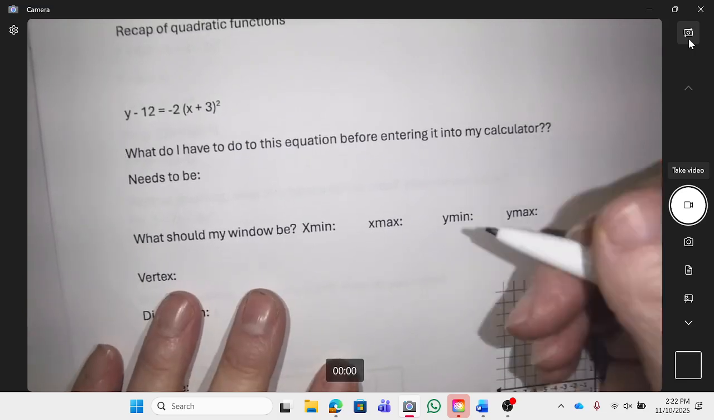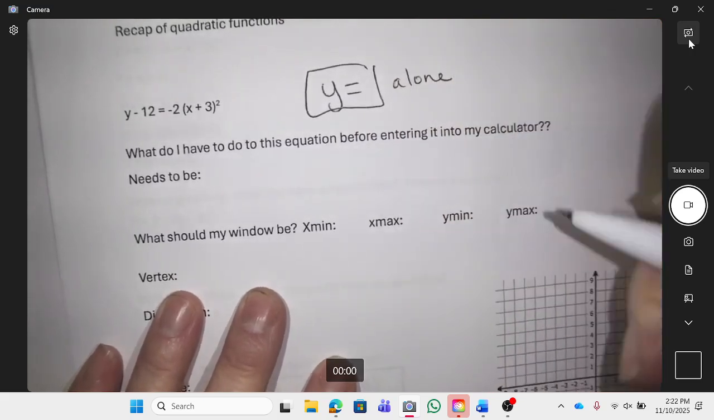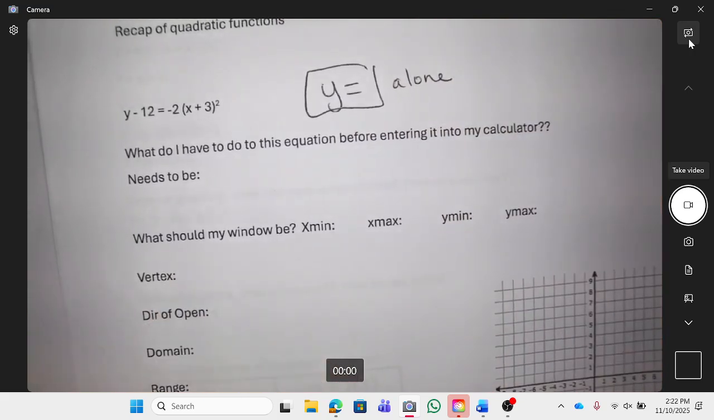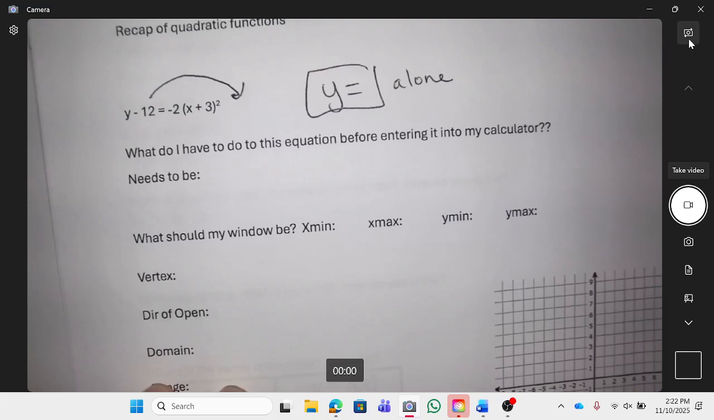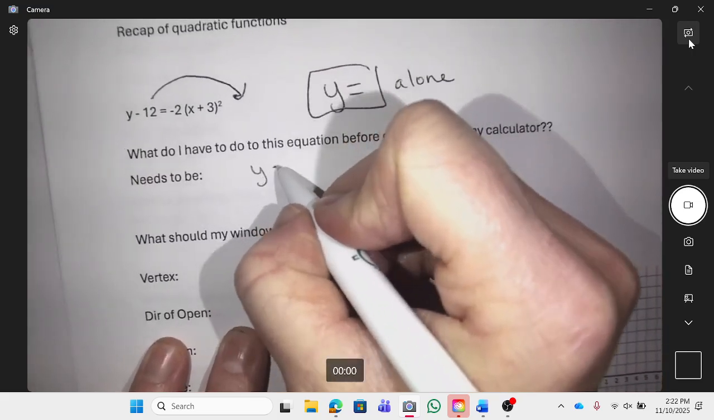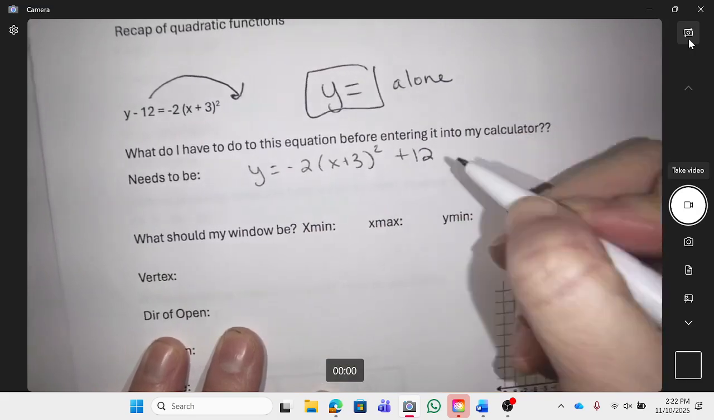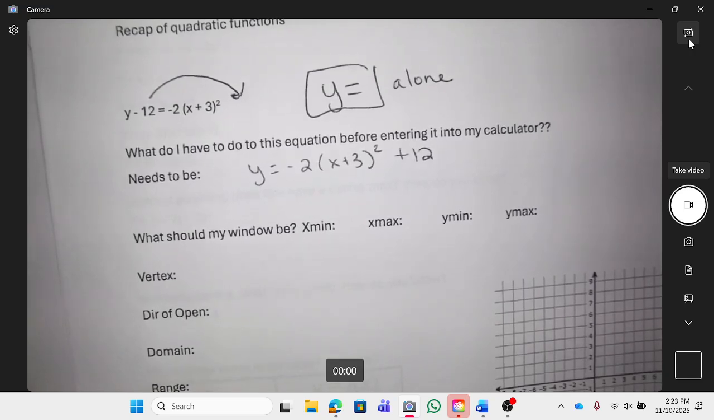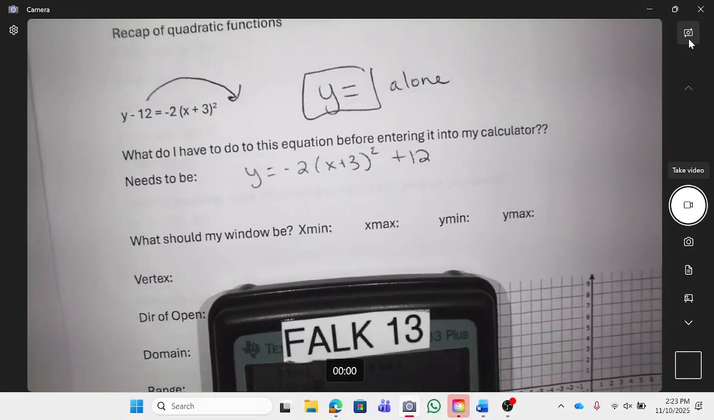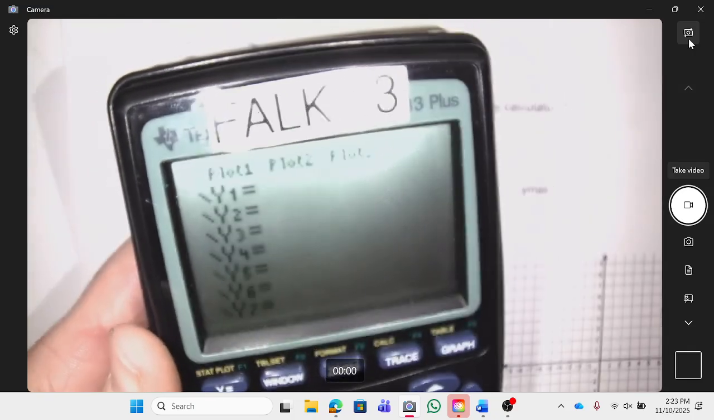Plus 12 at the back. So y equals needs to be alone. Got it? Does that make sense? To go into your calculator, you have to have y equals alone. So then we're going to revamp it and put it as a plus 12 across the other side. Okay? Now we can go. Type away into y equals. Make sure it's a baby -2.